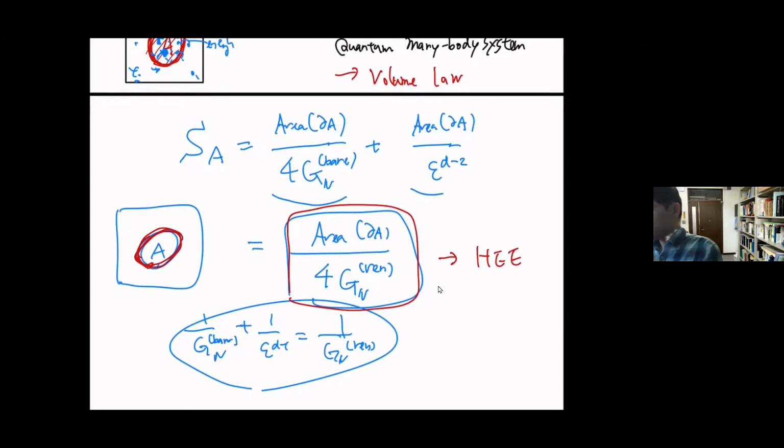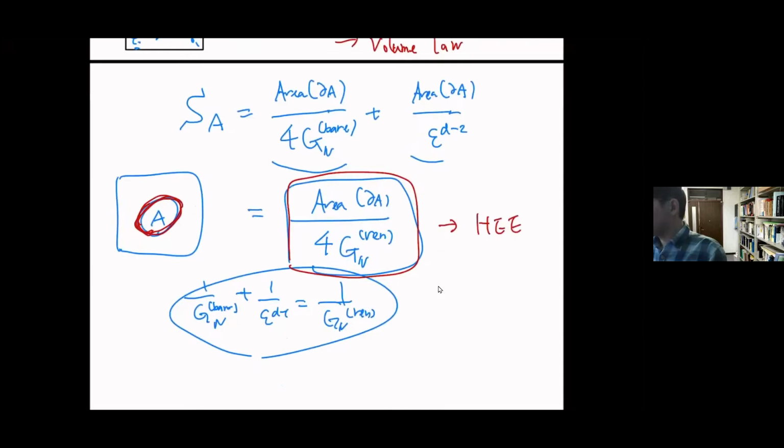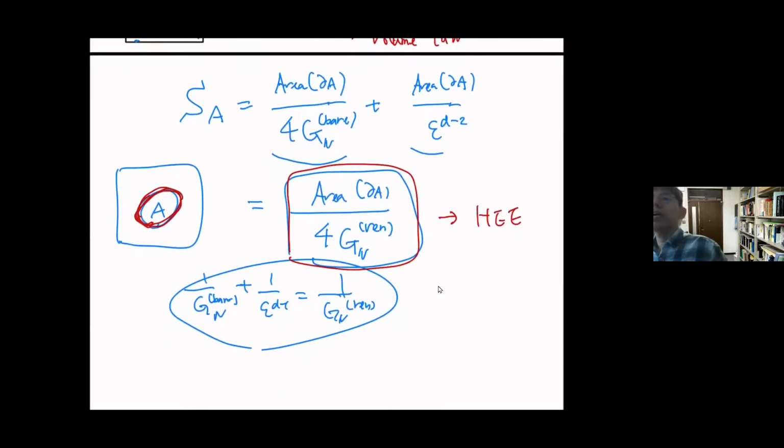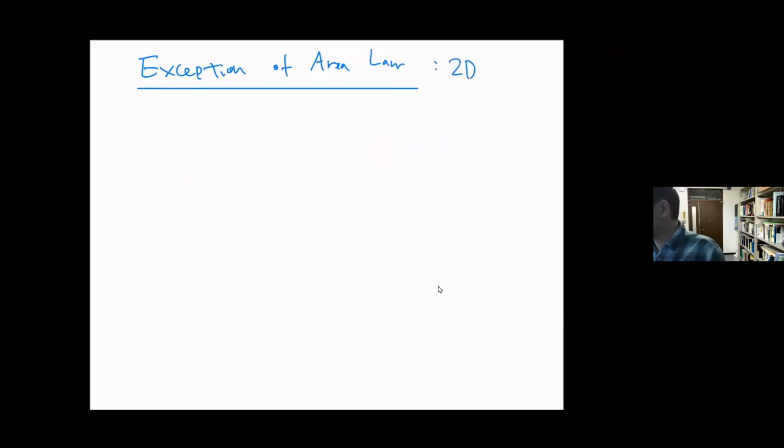Let me go on. So I said this area law is always true, but there are exceptions. The famous exception is two-dimensional conformal field theory. It's a very basic example. But this doesn't say anything bad, actually. This is a very natural violation.